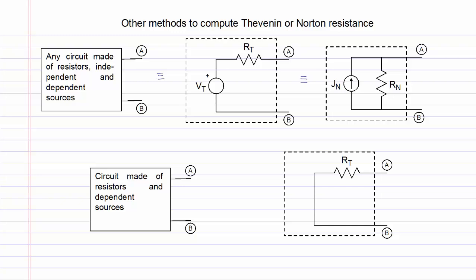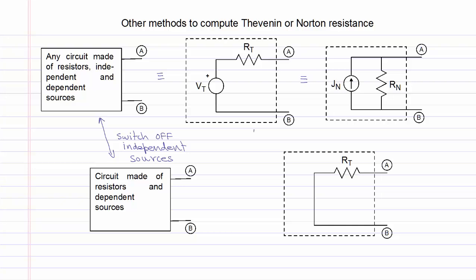In a previous video, we gave methods to compute the Thevenin voltage Vt and the Thevenin resistance Rt, or the Norton current Jn and the Norton resistance Rn, by calculating the open circuit voltage and the short circuit current between the nodes A and B. If we switch off the independent sources in the extreme top left circuit, we will get the circuit given at the bottom. This circuit will contain resistors and dependent sources only. All the independent sources have been switched off and will not show up in this circuit.